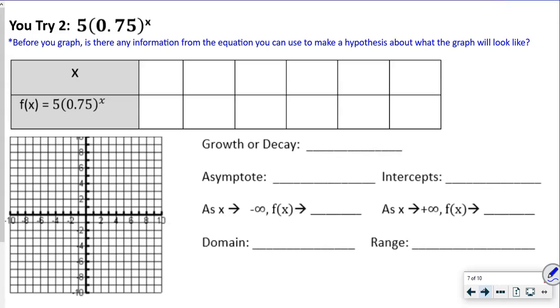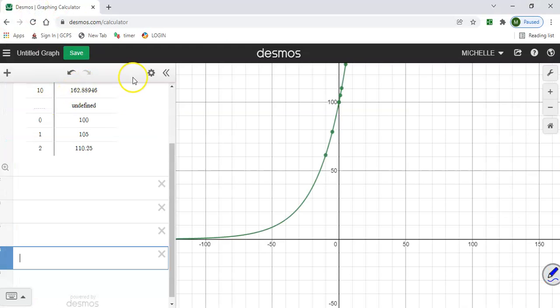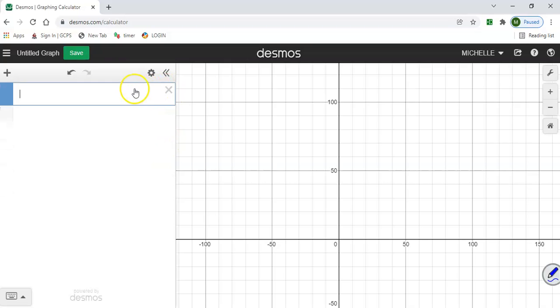All right, let's see if you guys can do this next one. Come back to me when you're done. All right, so once again, let's go to Desmos and see if we can click back here. Let me go up here, clear this out. We're going to put in this function that we're doing on this one.